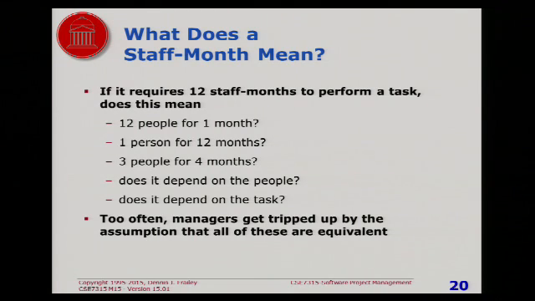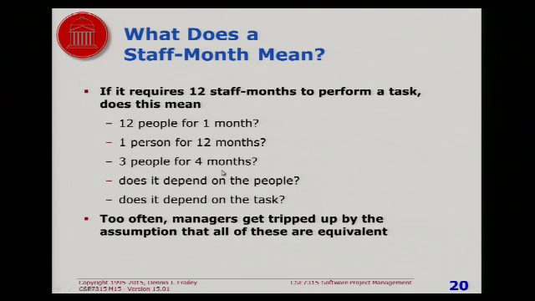Now, what about something where the sensible thing to do would be to have 1 person working for 12 months? How about writing a book? That's an example. Something that involves creative work that a person typically does alone might be an example of a 1 person for 12-month project.